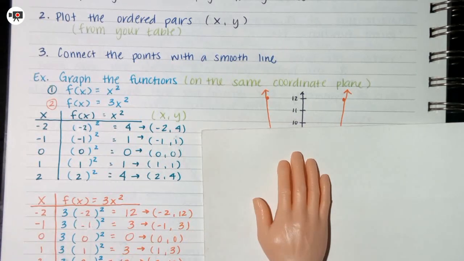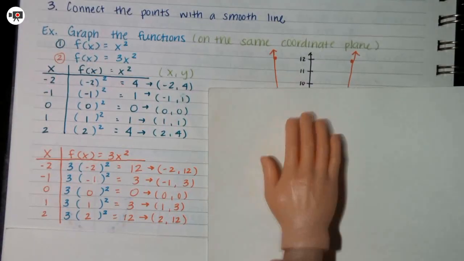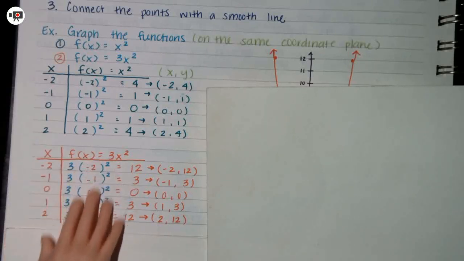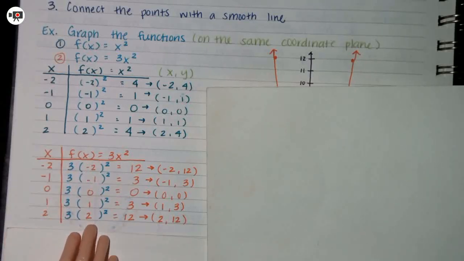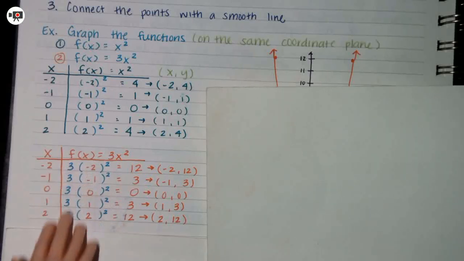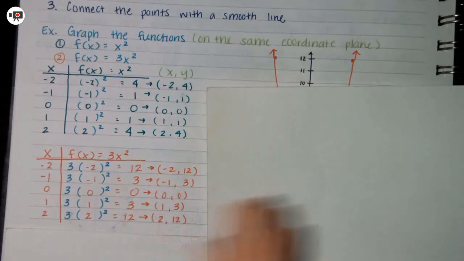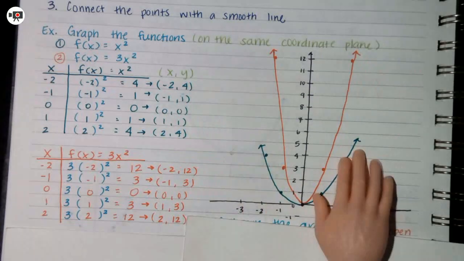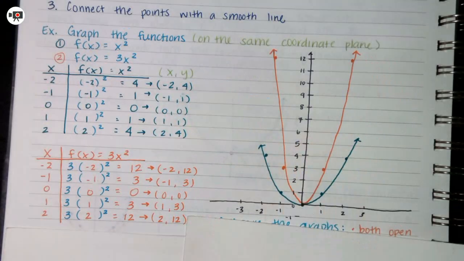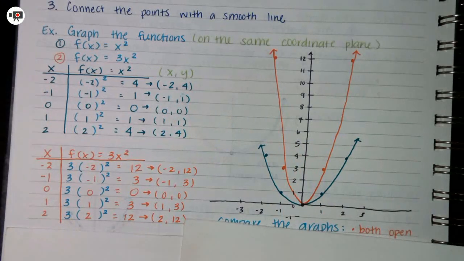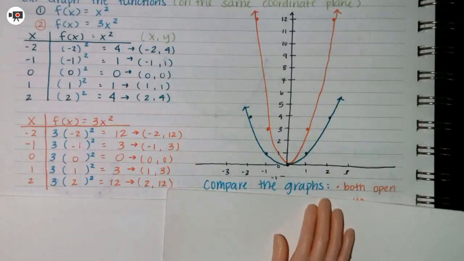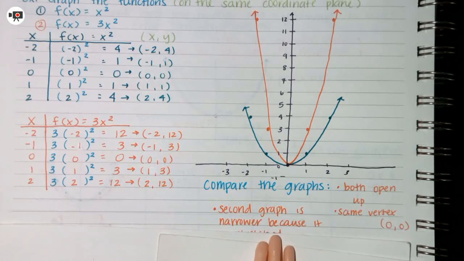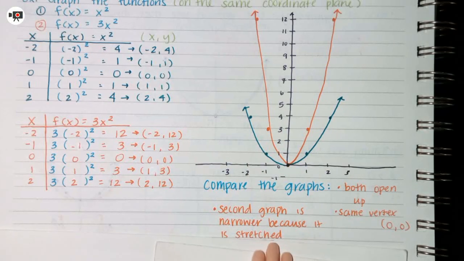Then I'm going to pick my x values and plug them into my second function. So plugging them in, do your squared first, follow your order of operations, do the squared first, then multiply by 3, and you get your new ordered pairs. Then when I plot those, this is my parent function, and then the orange one here is the second function. So if I compare them, they both open up, and they have the same vertex, and the second graph is narrower, it's skinnier, because it got stretched.